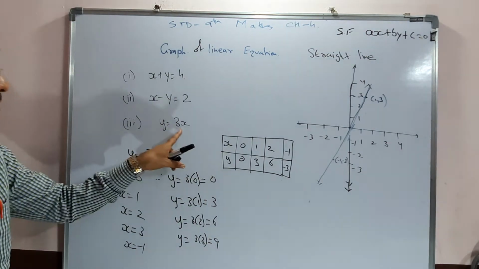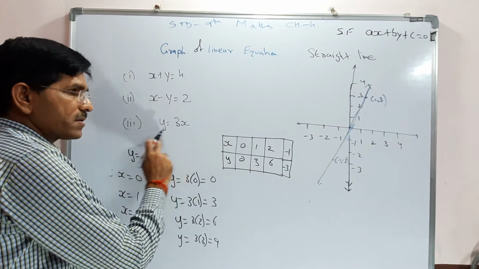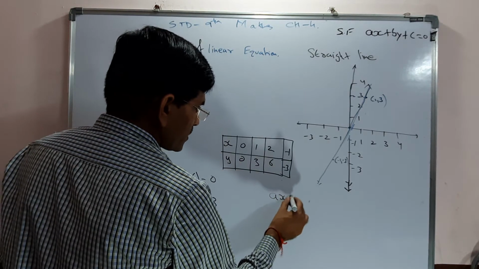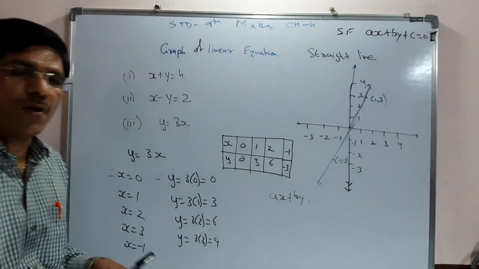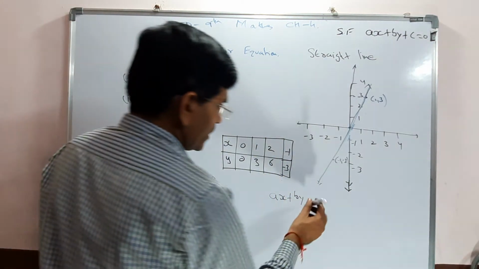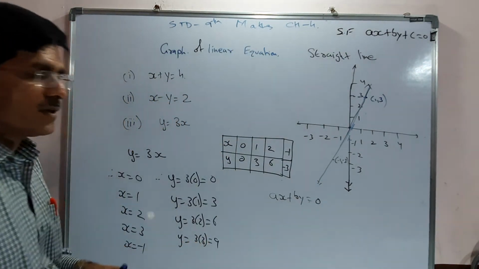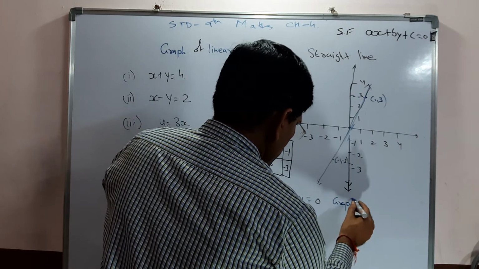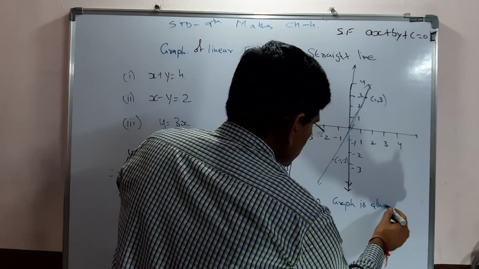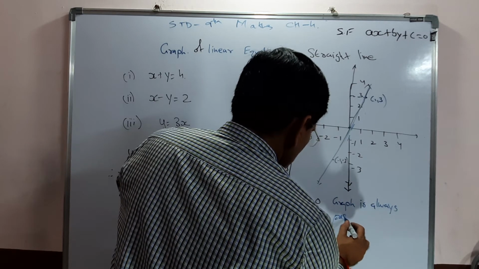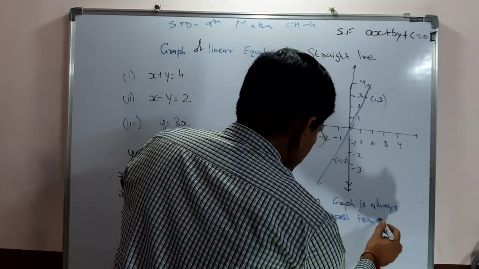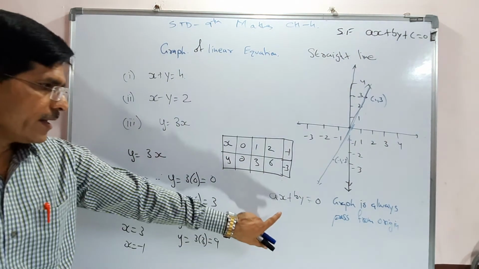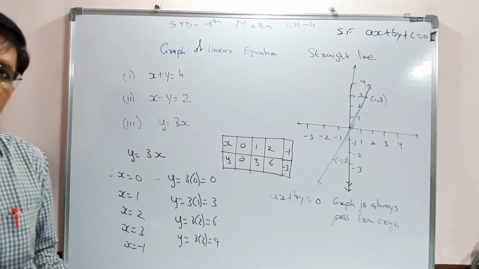when only x and y are given, the constant term is not there. When the equation is in the form ax plus by equal to 0, the graph always passes through the origin. When ax plus by is equal to 0, the graph always passes through the origin.